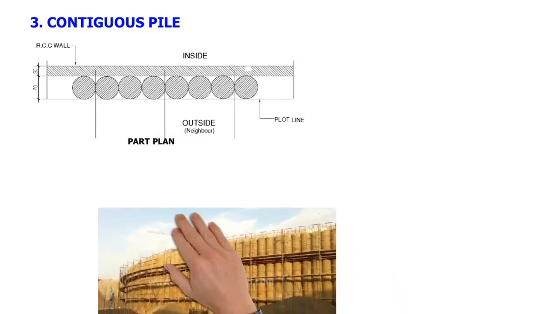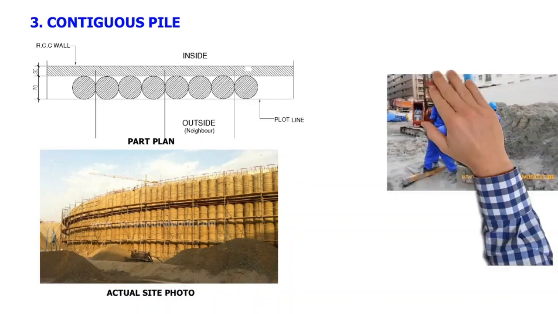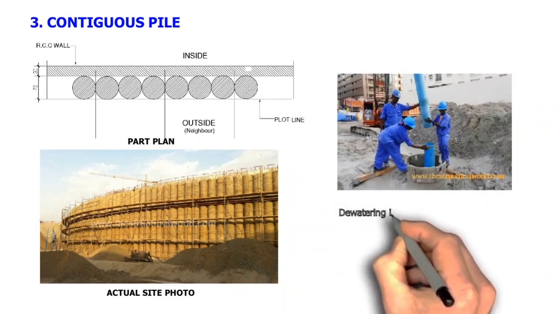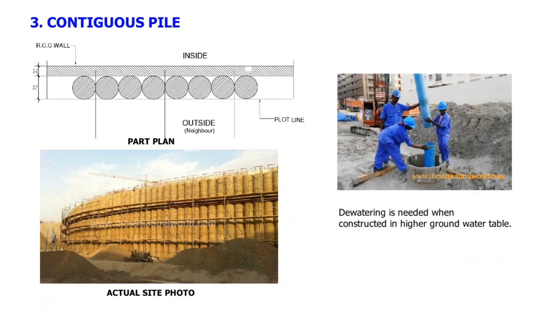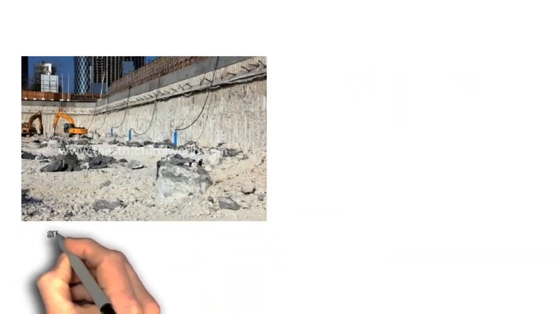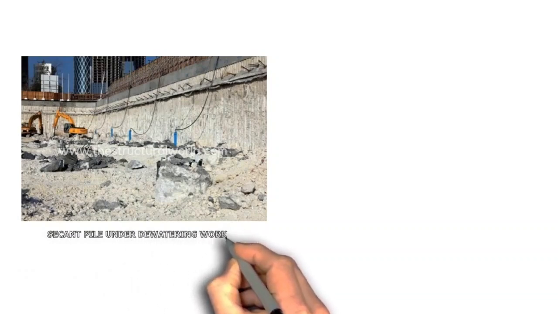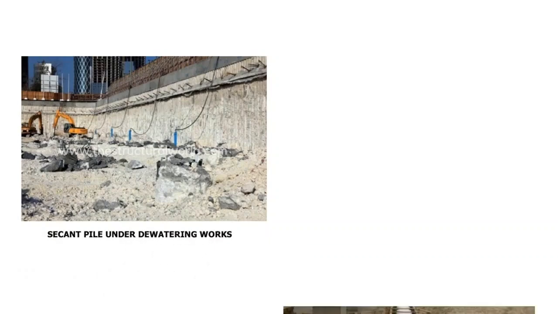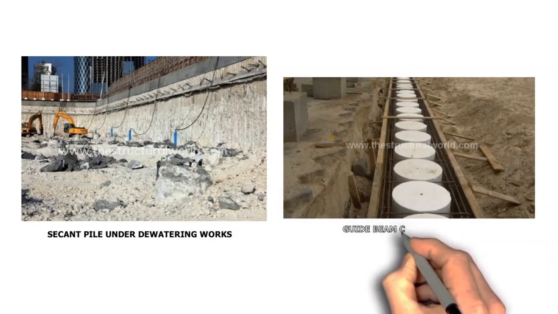Although water seepage between the gaps of the piles is more likely to occur when used in water-bearing granular soils, it can be prevented by grouting these gaps to form a watertight retaining wall. This type of shoring is not recommended for use in a high groundwater table without dewatering works. Construction of contiguous piles is very similar to that of secant piles, as prior to the installation, a guide beam should be constructed to serve as a guide for the contiguous wall to be installed in place.